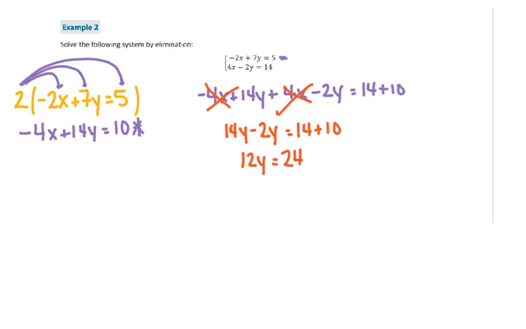So now since that 12 is being multiplied by the y, I'm going to divide both sides of my equation by 12. So now my y value is equal to 24 divided by 12 is 2. So my y value is equal to 2.